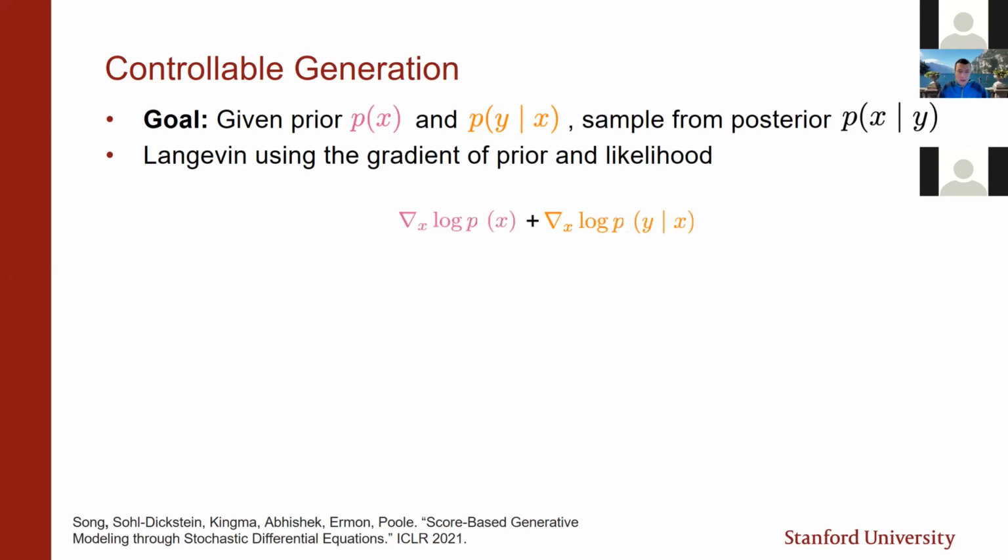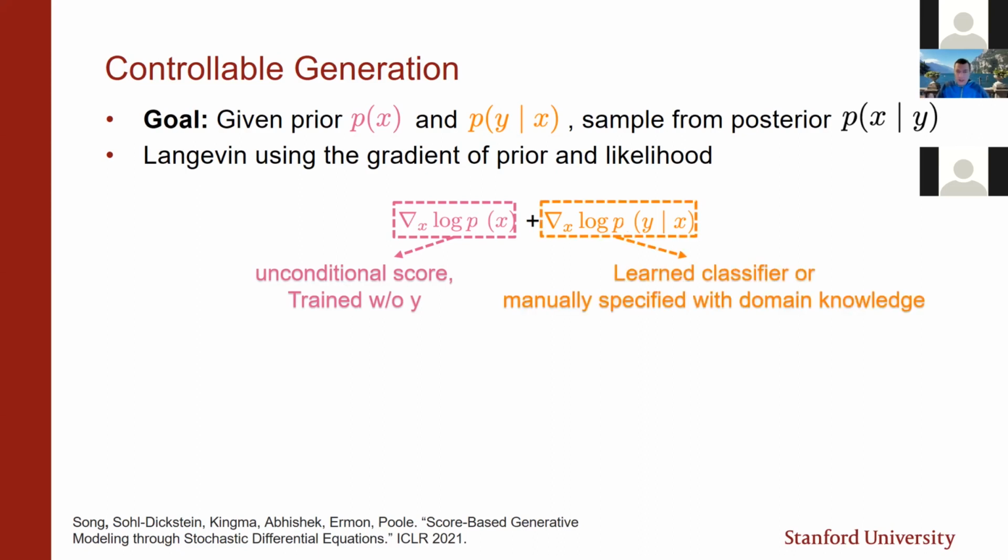And the way to do it is that if you look at the posterior, or the score of the posterior, it's going to have two terms. There's one coming from the prior, and there is one coming from the likelihood. We can use something estimated using one of these score models as the score for the prior. And let's say you know the likelihood, which is specified by domain knowledge, and maybe it's a classifier that maps X to a label. If that's fixed, you can compute this gradient, and you can get that component of the score.